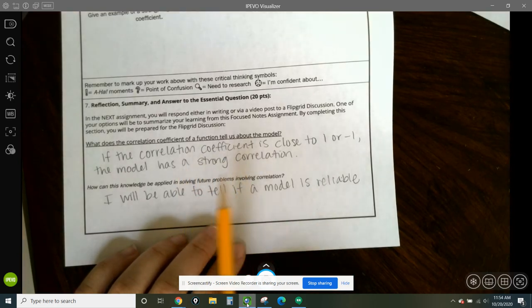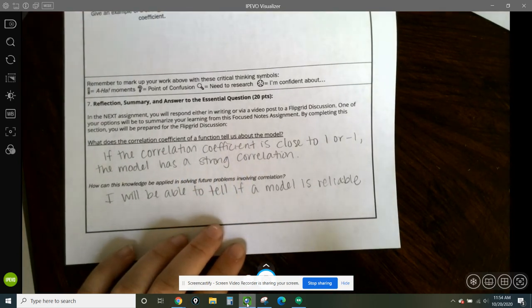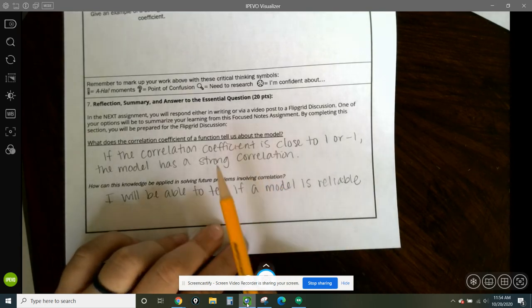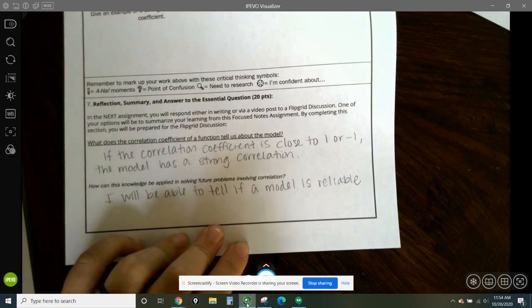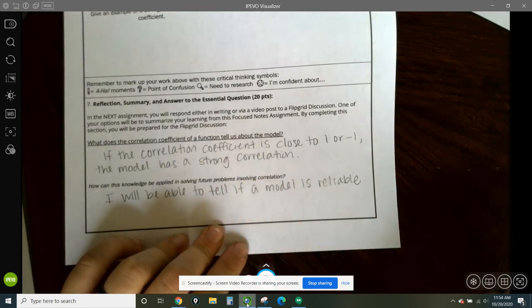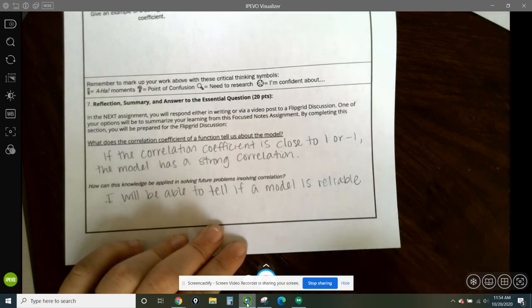So you don't have to write these exact words. You can summarize it in your own words. And then remember, you're going to do a little Flipgrid video or a written explanation here on this next assignment. So you're going to use this part for that. So go ahead and take a picture of these pages so you can submit them for your assignment.